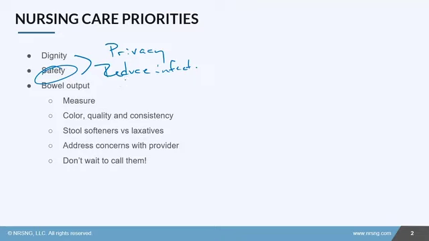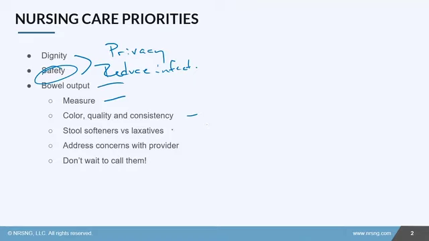The other thing we want to focus on is bowel output. So we want to measure our patient's stool and find out how often they're actually going. You're going to have to label it and measure it and do all that stuff. Make sure you're keeping tabs on it so we can make sure that their bowels continue to work. Always check for color, quality, and consistency. We'll talk about that a little bit later with different types of ostomies.